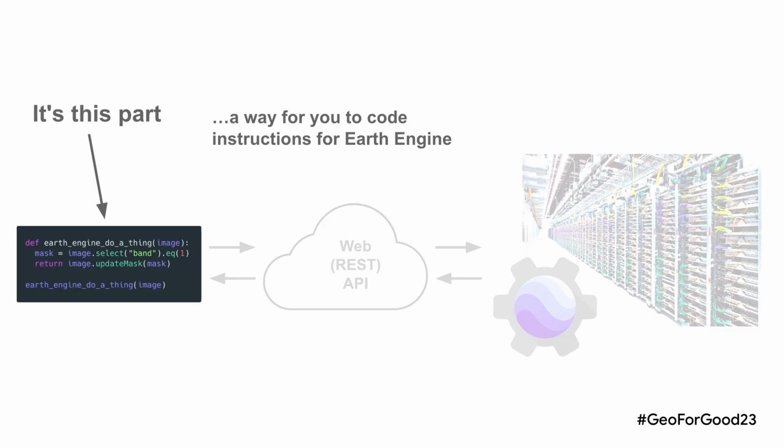What's going on on the back end is that you code up what you want to do in Earth Engine. Those client libraries translate it into instructions that get passed to the REST API, and then the REST API passes it to the Earth Engine servers that do the work, right? And there's also that translation back that happens, right?